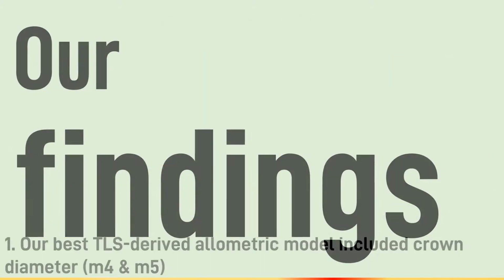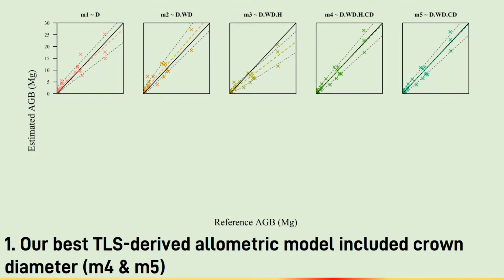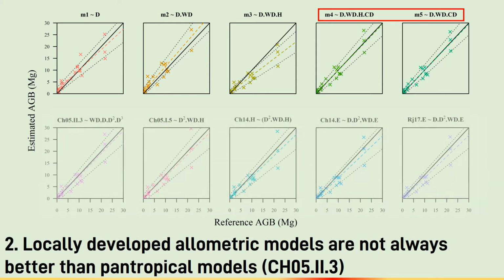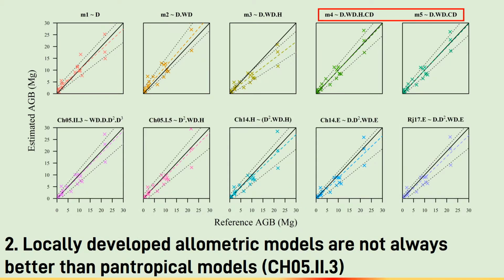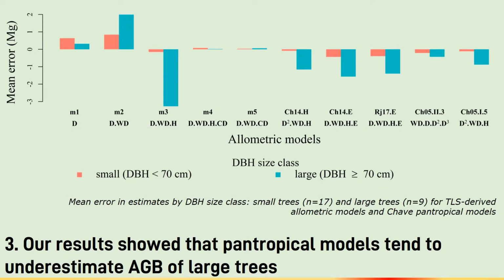What did we find? Our results show that our best models include crown diameter, as model 4 and model 5. We also found that pantropical models perform well. Locally developed allometric models are not always better. As you can see here, Chave 2005 equation 2 and 3 performs quite well. Our results also show that pantropical models tend to underestimate the AGB of large trees, as you can see on the top right of your screen.